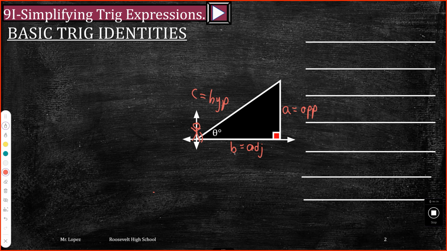Okay, let me write down SOHCAHTOA up on top right there. Okay, so the letters: the letter A, the letter B, the letter C is what I want. So here we go. Sine of theta.